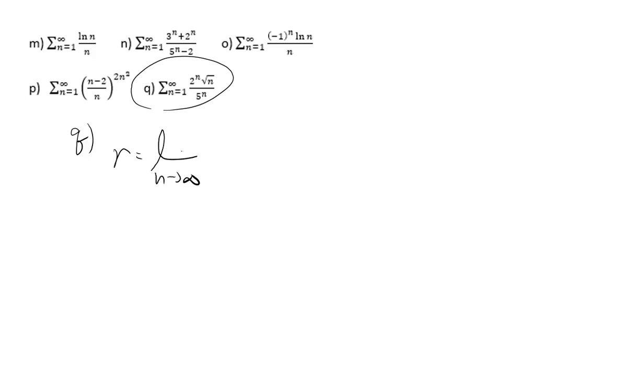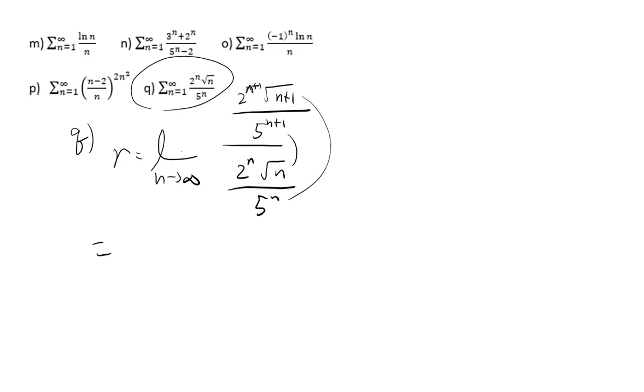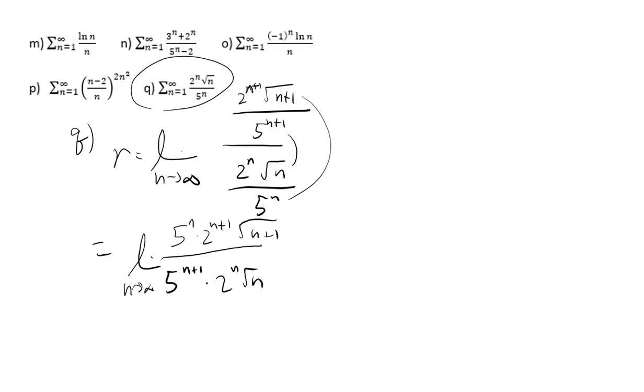Limit as n goes to infinity. It's the series itself copied in the denominator, and then you put one more, n plus 1, square root of n plus 1, over 5 to the n plus 1. If you simplify this, 5 to the n plus 1, 2 to the n square root of n here, and then 5 to the n times 2 to the n plus 1, square root of n plus 1. Then 5 to the n, 5 to the n will cancel, leaving 1, 5 down here. 2 to the n, 2 to the n will cancel, leaving one of the 2 on the top. And you're going to get square root of n plus 1 over square root of n.